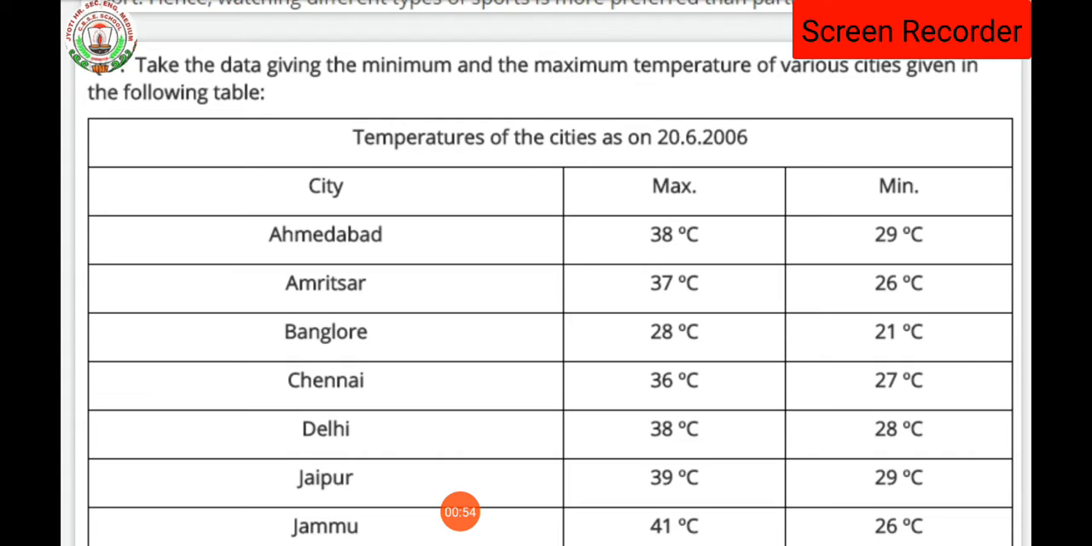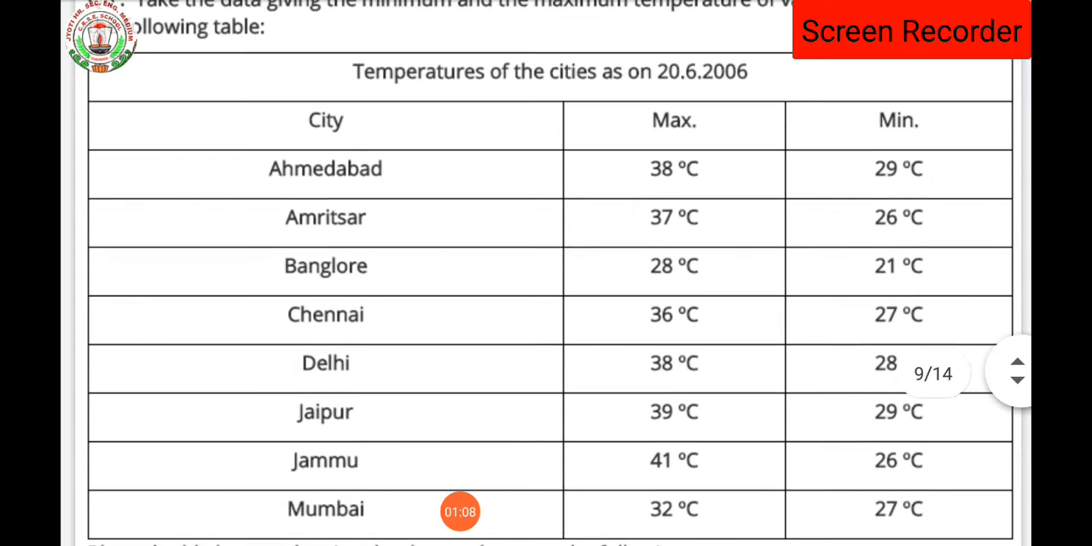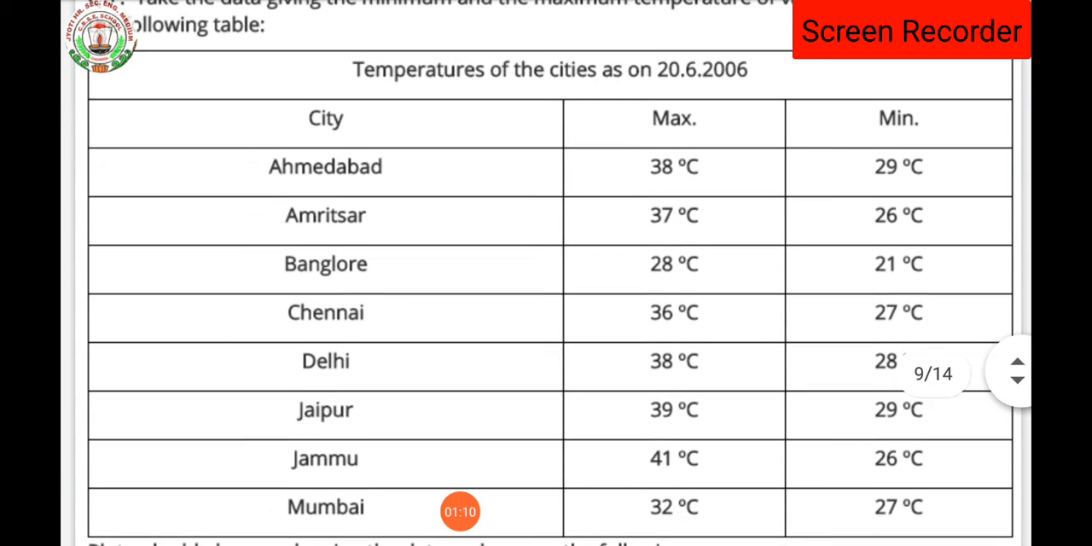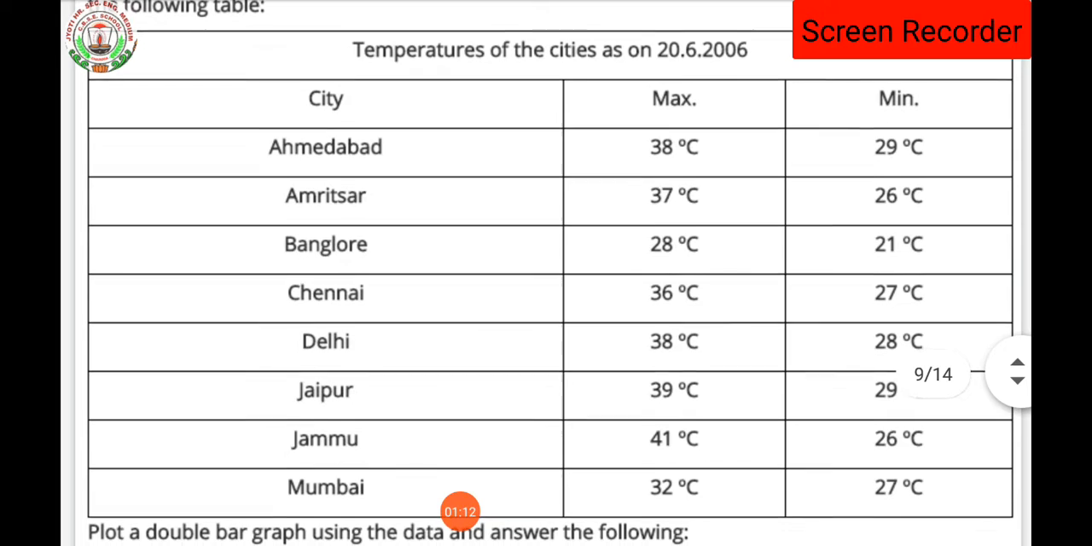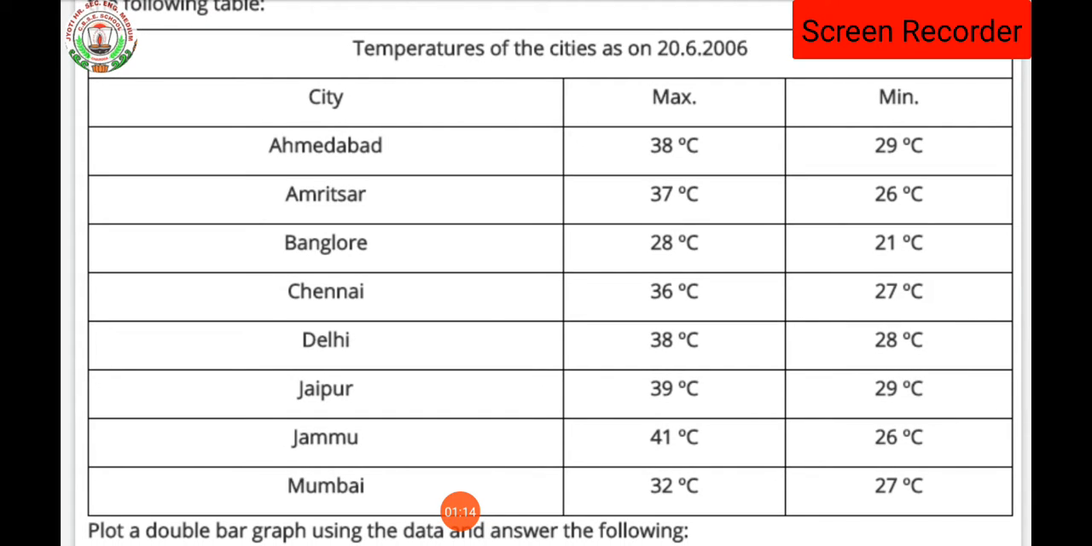26th, 20th. Then here the month is June 2006. Okay. Ahmedabad maximum temperature is 38, minimum temperature is 29. Amritsar maximum temperature is 37, minimum is 26. Bangalore maximum temperature is 28, minimum temperature is 21. Chennai maximum temperature 36, minimum temperature 27.